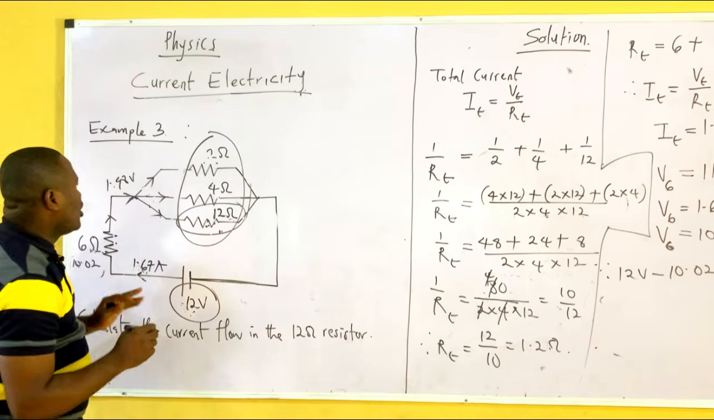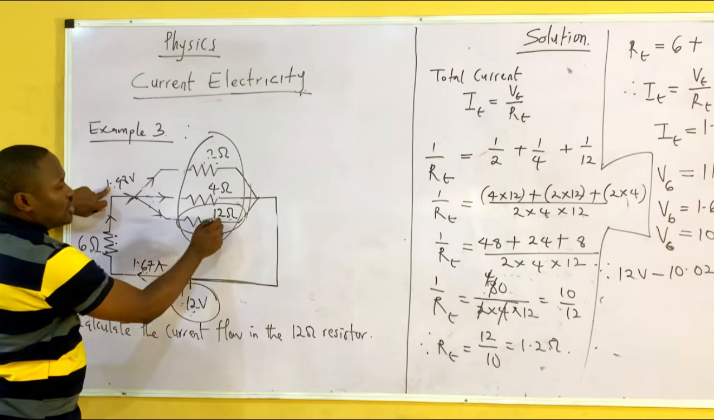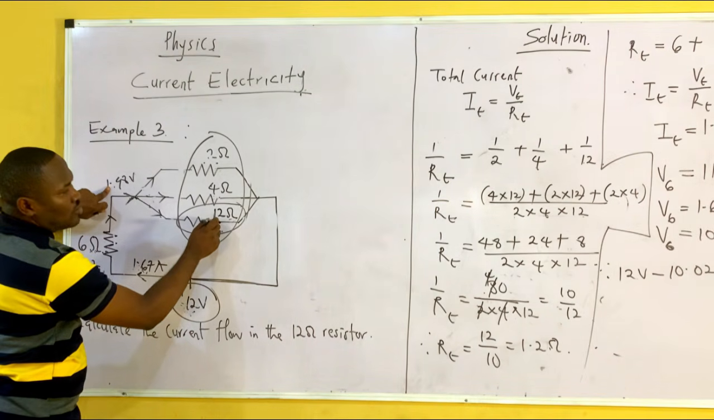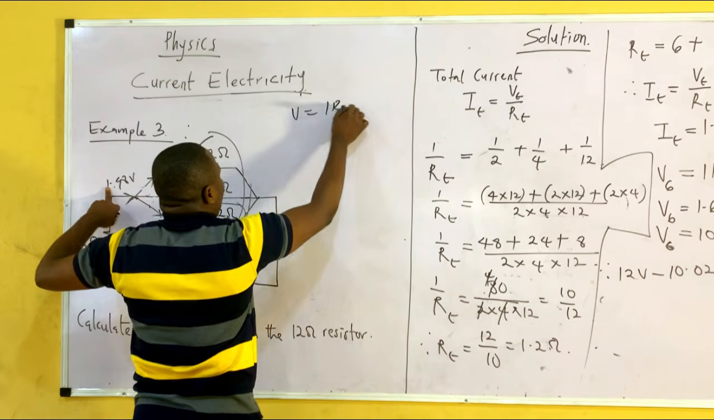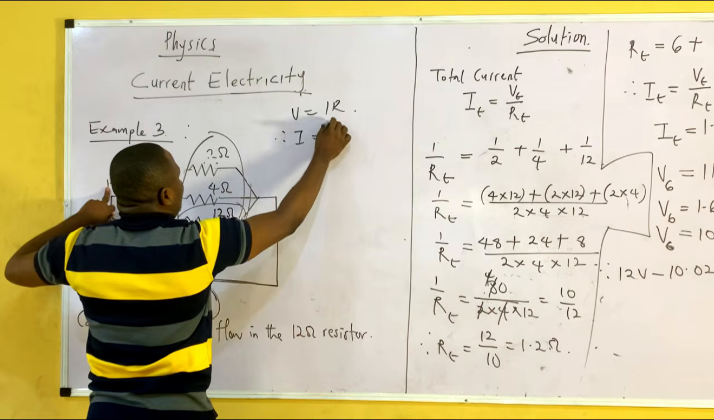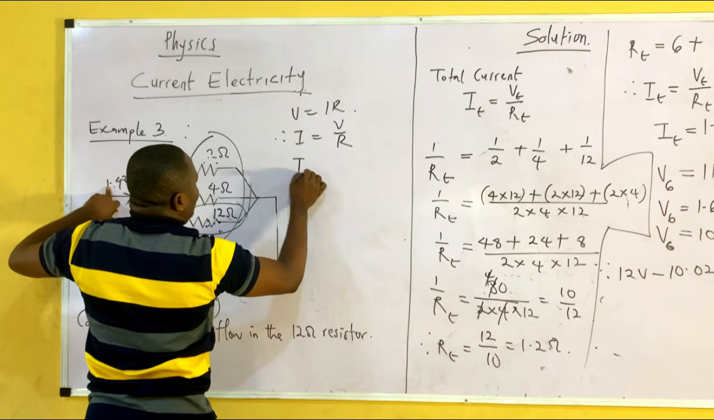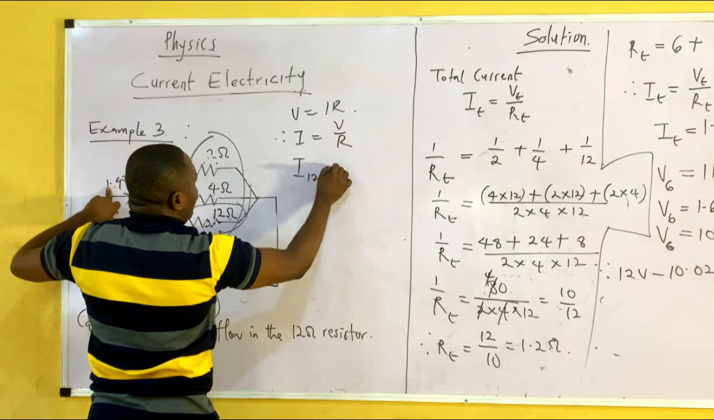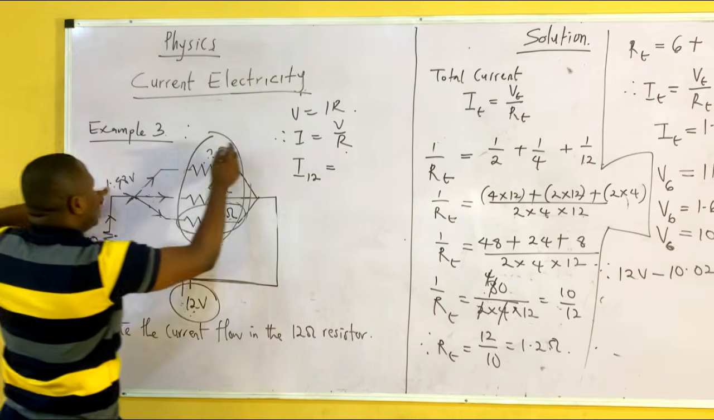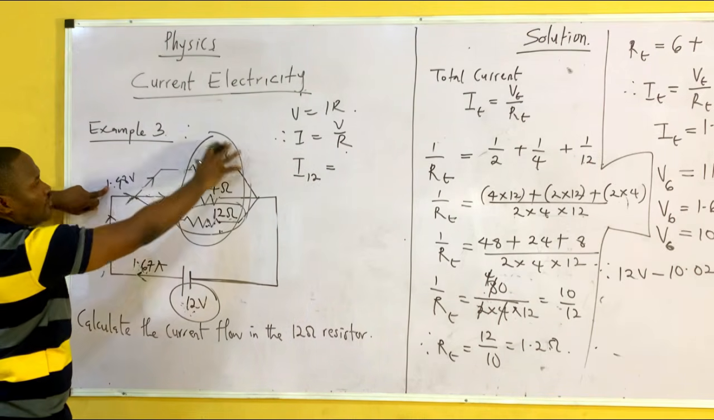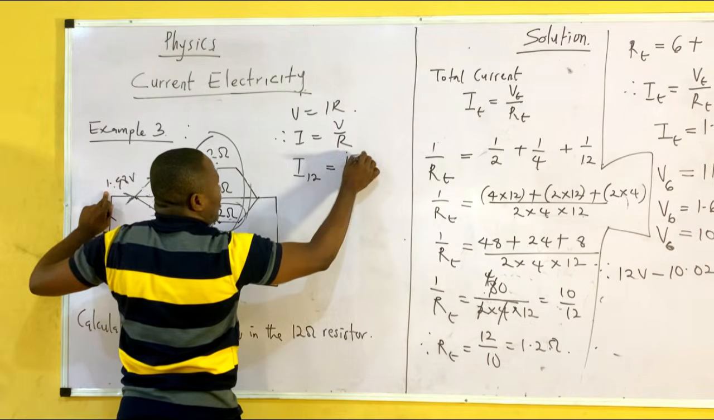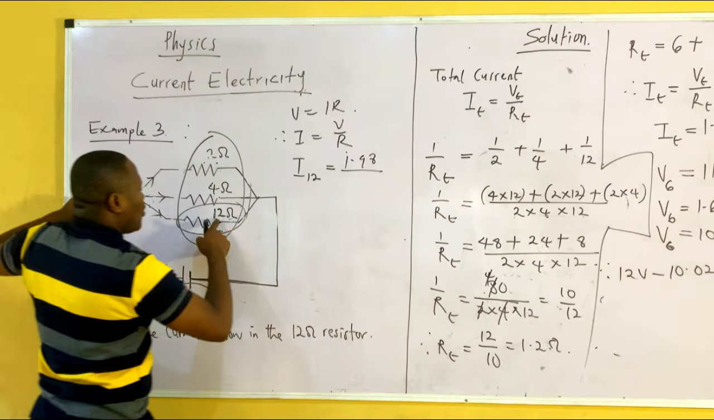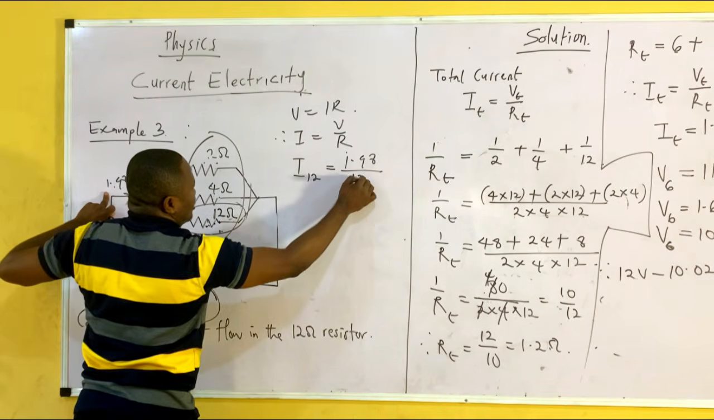So that means to now get the current in the 12 ohms resistor, I will now say V is equal to I times R. Therefore, I is equal to V over R. So I for 12 will be equal to, what is the V? The common voltage each of them have, because in parallel, they have the same voltage, which is now 1.98 over, what is the resistance? The resistance is 12.